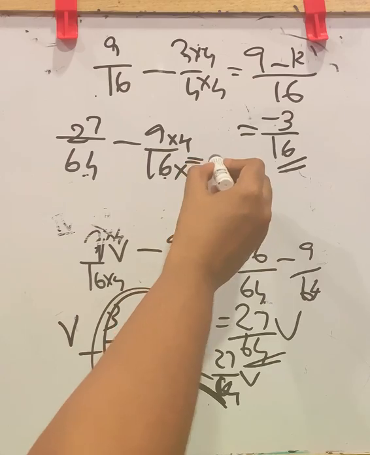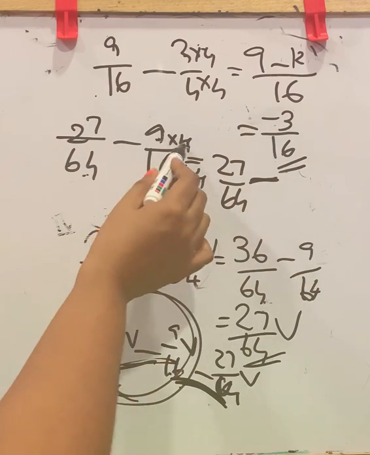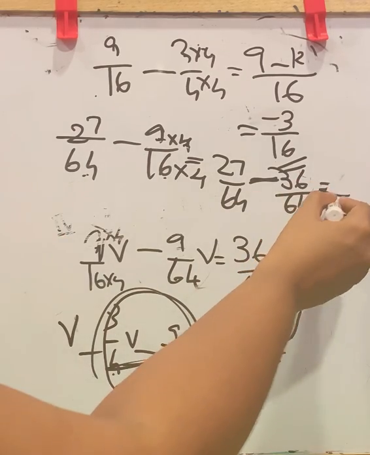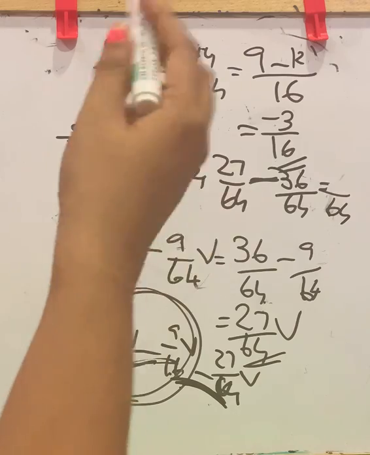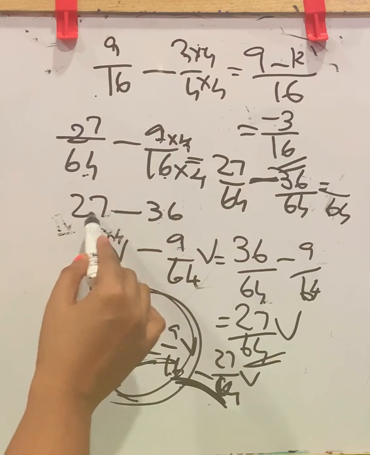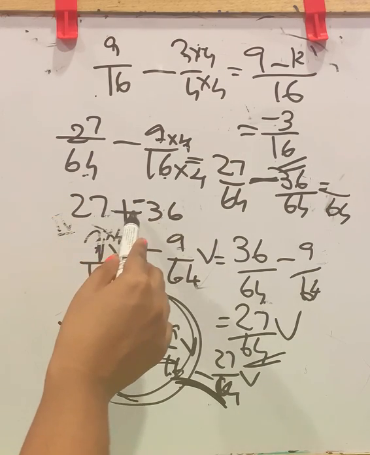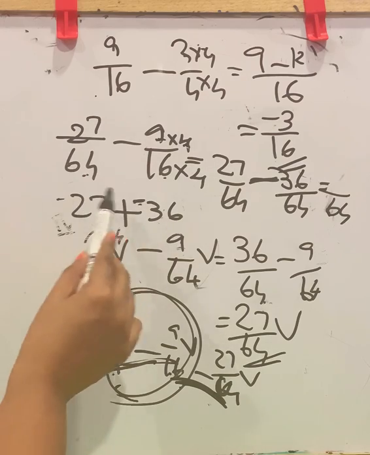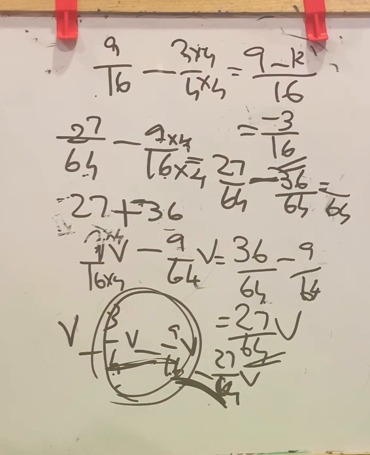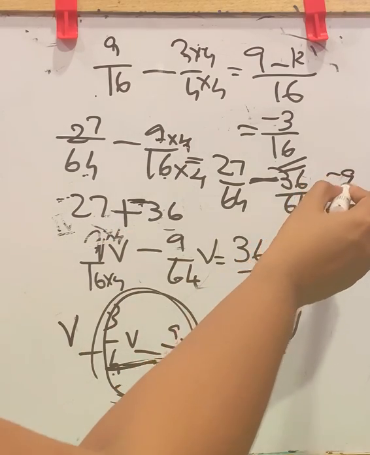Now this becomes 27 by 64 without any change. We didn't make any change here. Minus, here it becomes 9 fours are 36 by 64. The denominator is the same. Here in the numerator, 27 minus 36. If a bigger number is subtracted from a smaller number, you have to change it to the additive inverse and make it addition. So, this is 27 plus minus 36. And if both signs are different, you subtract the smaller number from the bigger number and put the bigger number's sign. Here 36 minus 27 is 9, and put the sign of the bigger number: minus 9 by 64.